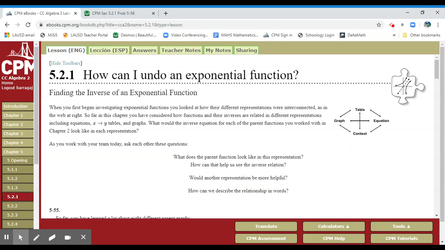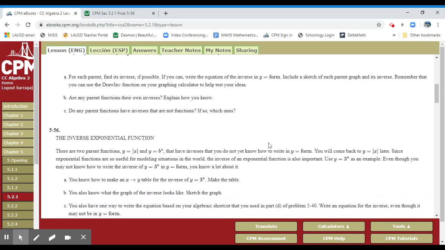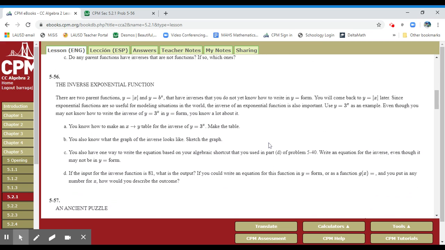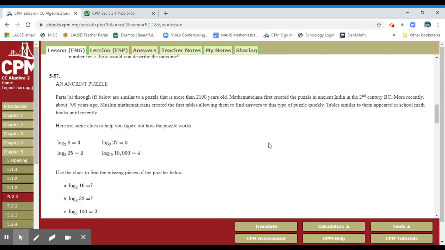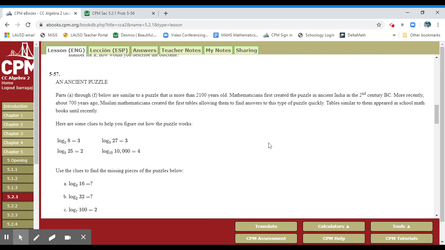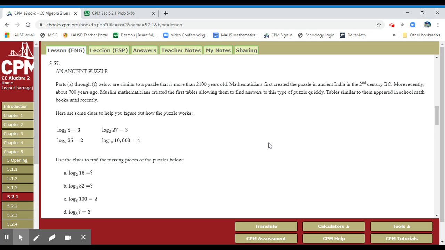So today we're going to be looking at the next problem in this section, 5-57. How can I undo an exponential function? Now, the last assignment we worked on was 5-56, and you can look back at those videos. It was a little bit of a longer problem. The reason I'm mentioning this is because we're going to use the result from this problem to go on to 5-57.